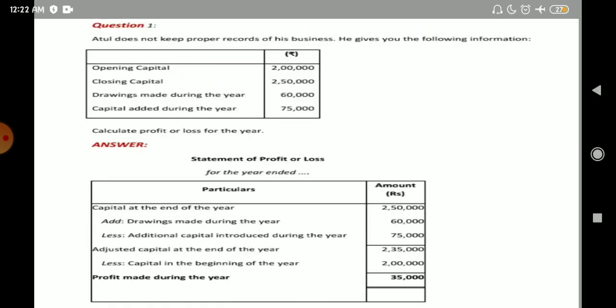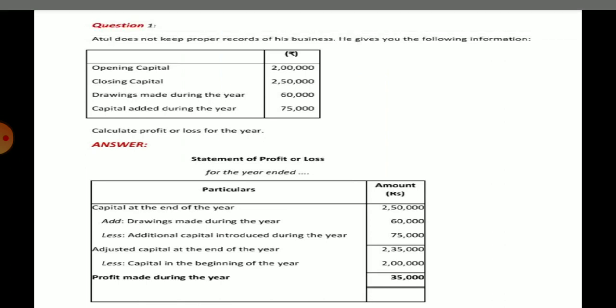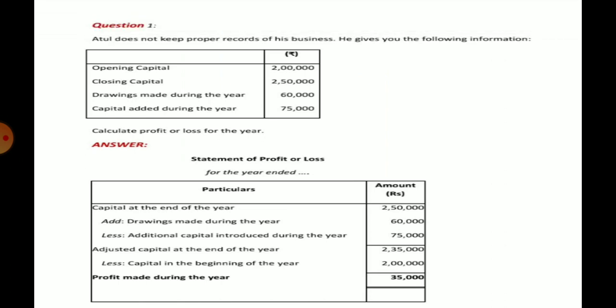Okay. First is Atul, who does not keep the proper record of his business. He gives you the following information. Opening capital 2 lakh, closing capital 2 lakh 50,000, drawing made during the year 60,000, capital added during the year 75,000. So you have to calculate profit or loss for the year.